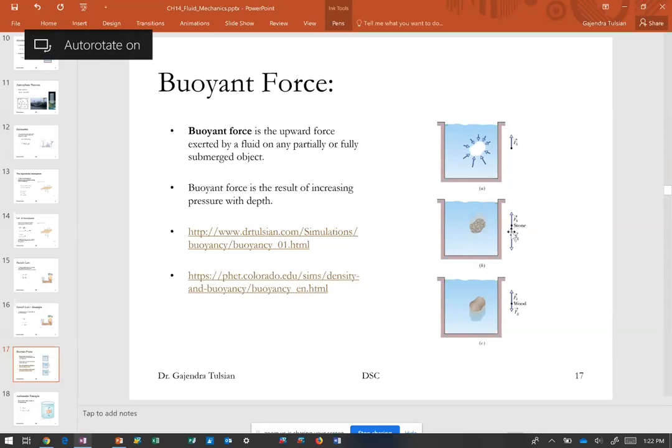So there's the force of gravity on the object, here is the buoyant force. And so if you weigh this object in air and then weigh it in a fluid, it will weigh less by the buoyant force. So buoyant force is an upward force exerted by a fluid on a partially or fully submerged object. It's a result of increase in pressure with depth.